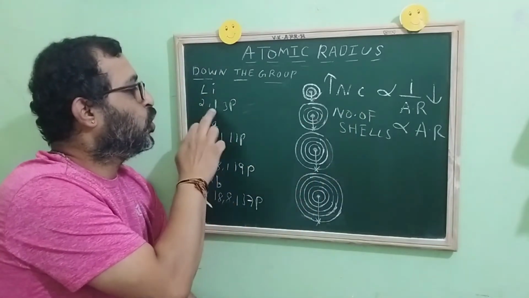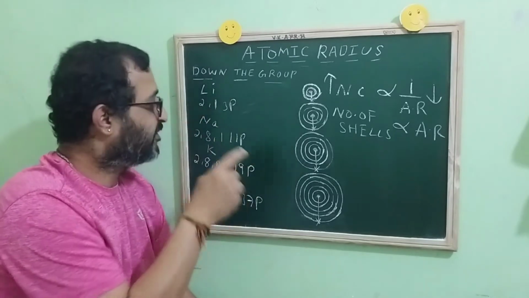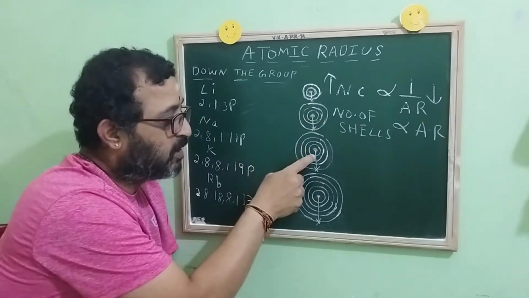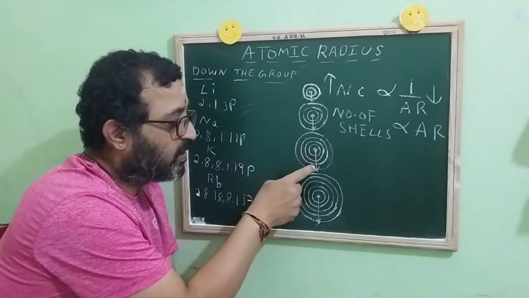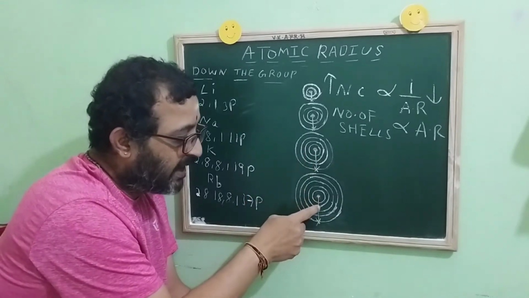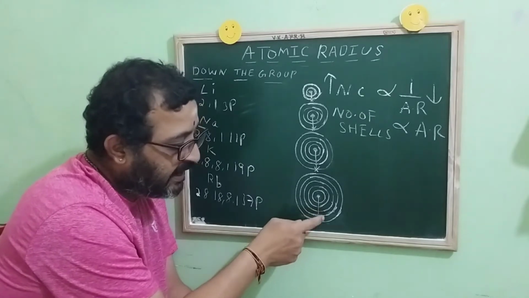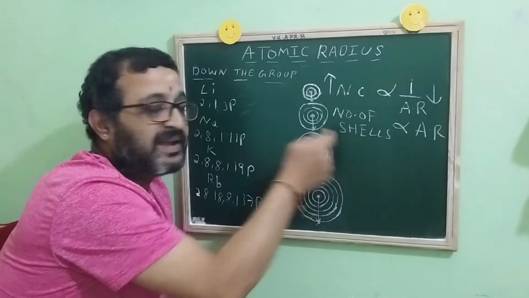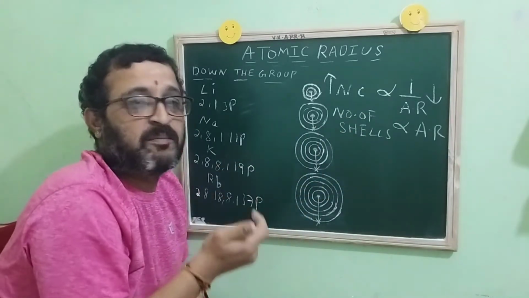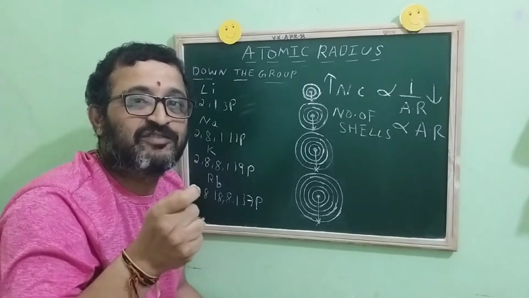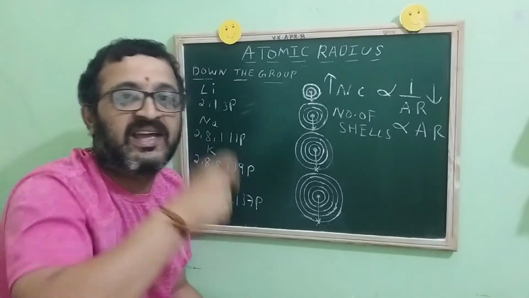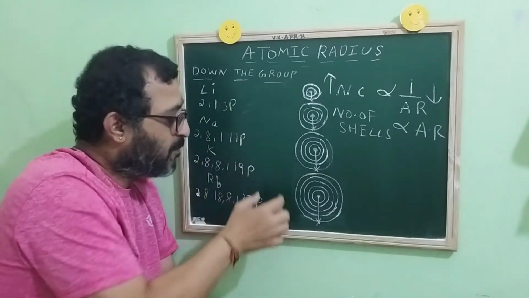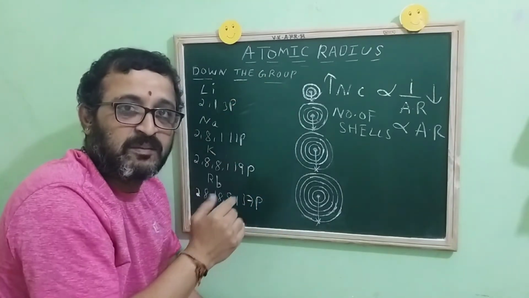Now we'll see the next factor, number of shells. Lithium 2,1, so that is 2 shells. Sodium 2,8,1, 3 shells, 1, 2, 3. Potassium 2,8,8,1, 1, 2, 3, 4. Rubidium 2,8,18,8,1. When you go down the group, the number of shells is what? Increasing. We know that as the number of shells increases, the atomic radius will what, children? Yes, it will increase.